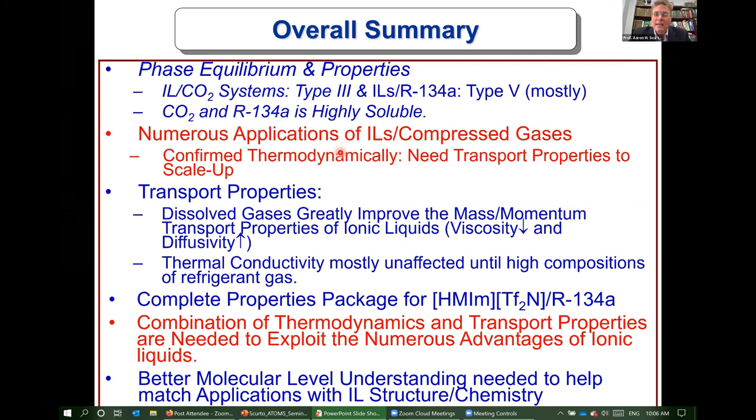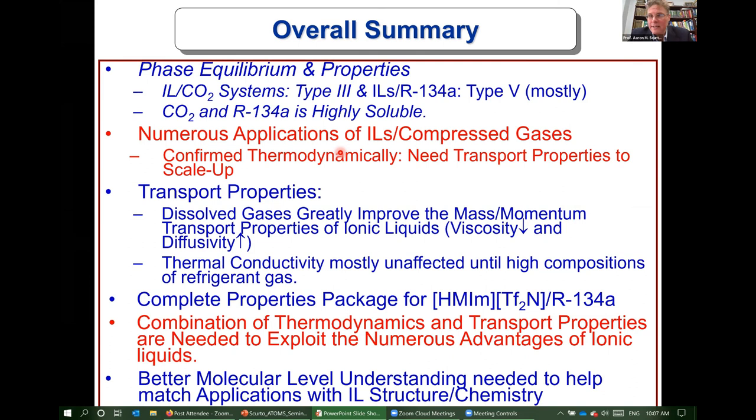However, we see that we really need to know these transport properties in order to start engineering these, and seeing the number of ionic liquids in industry jump from 50 to 500 would be great. So that's the ultimate goal. We see that the dissolved gases really improve the mass and momentum transport properties. So the viscosity goes down, diffusivity goes up. With thermal conductivity, it's a little different. It seems that it has a modest decrease in the thermal conductivity until you get to very high compositions, where it decreases much more rapidly.